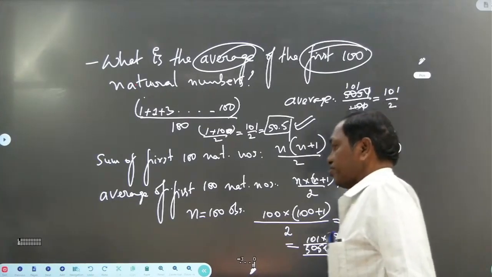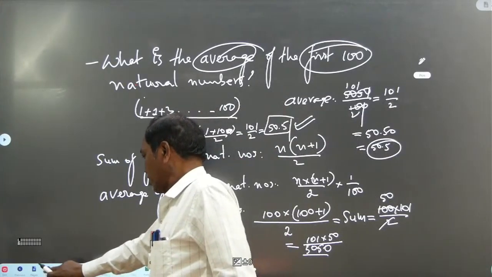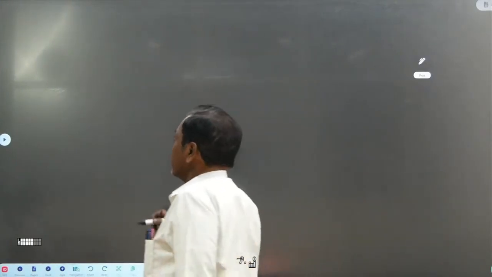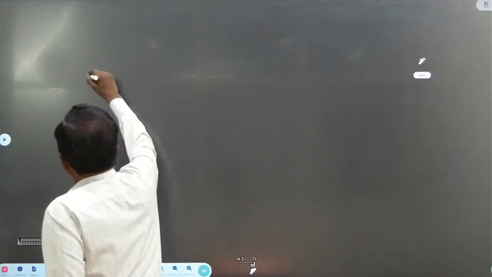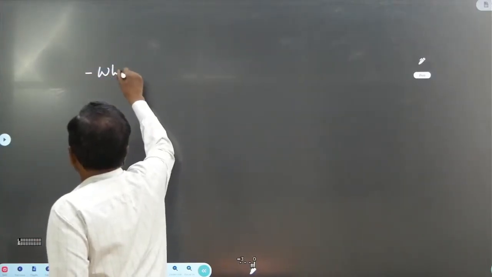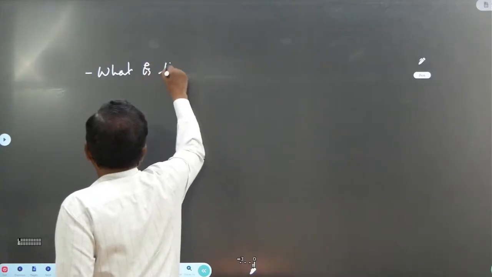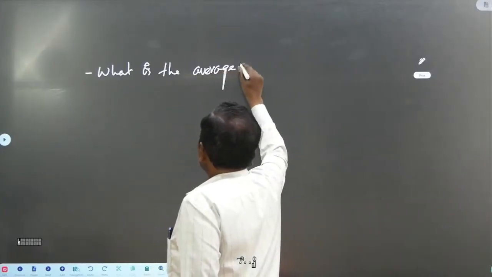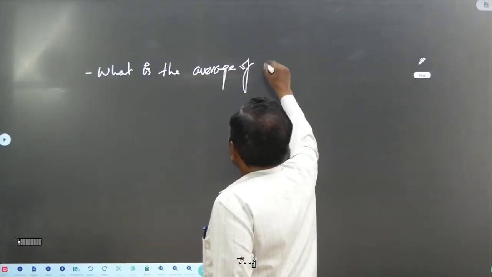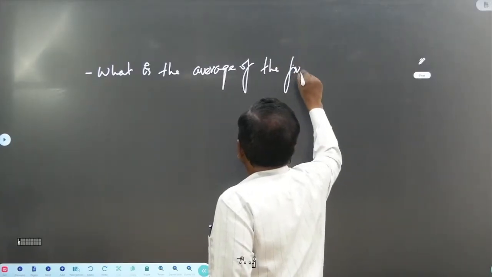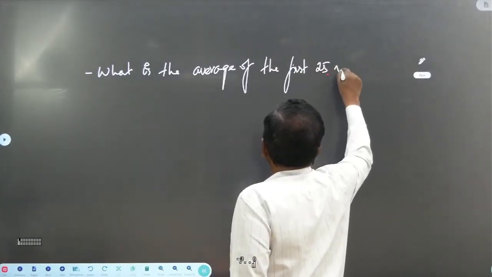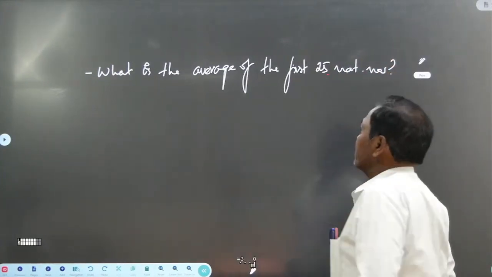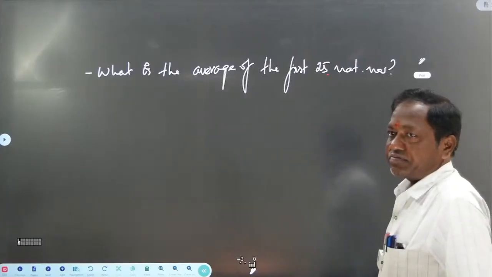Okay, and now we can see, what is the average of the first 25 natural numbers? What is the average of the first 25 natural numbers?